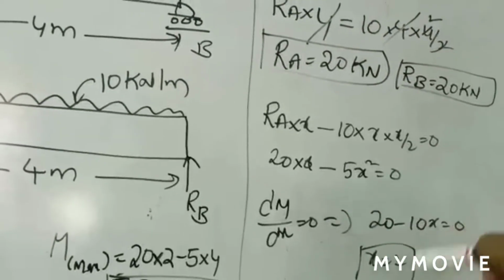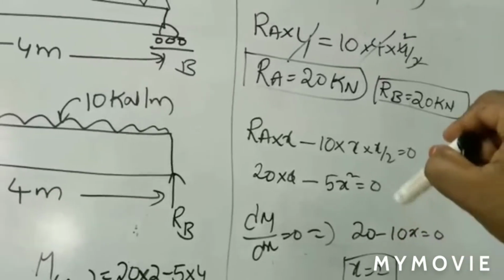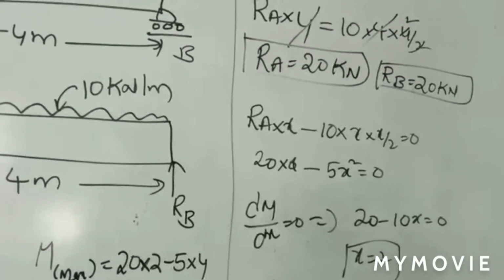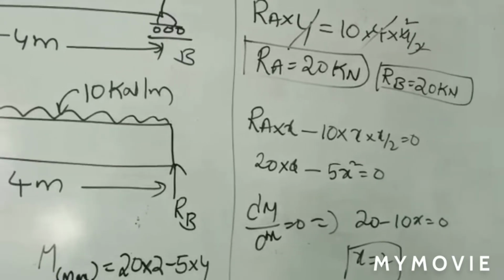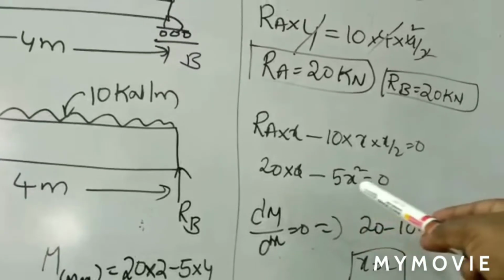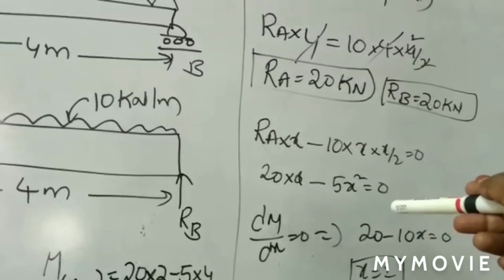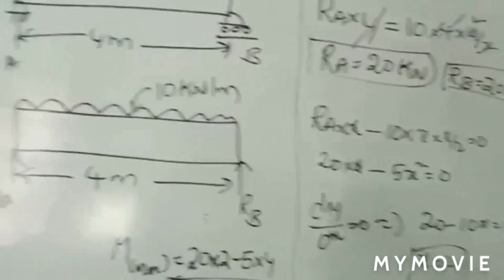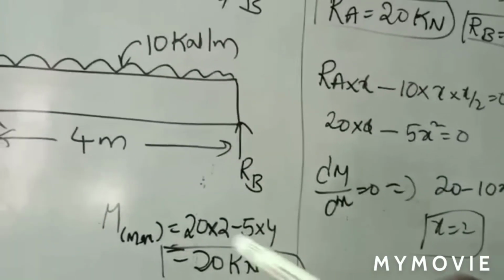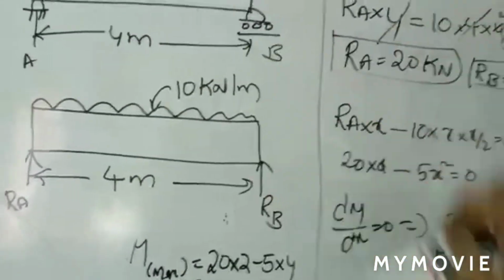Here x equal to 2 is to be represented as: at a distance of 2 meters you will get the maximum bending moment value. So please substitute this value in the equation, 20 into x minus 5x square. Then you will get the maximum bending moment equal to 20 into 2 minus 5 into 4, that is 20 kilonewton meter. This 20 kilonewton meter is the maximum bending moment value for this beam.